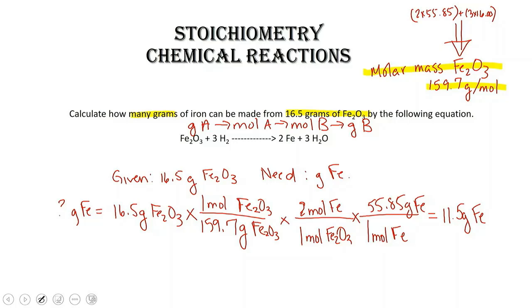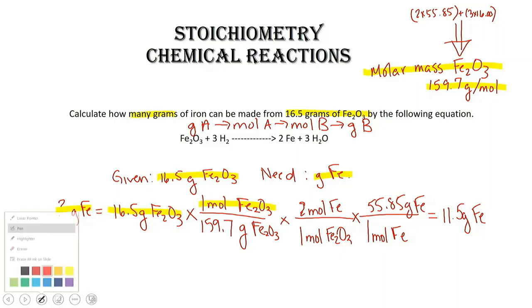We're given 16.5 grams of Fe2O3, and we need to know the number of grams of iron. So to calculate the number of grams of iron, we need to start with what we're given. We're given 16.5 grams of Fe2O3, and we need the number of moles of Fe2O3. So 1 mole of Fe2O3 is 159.7 grams of Fe2O3.